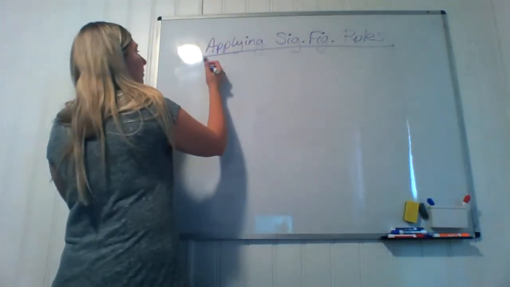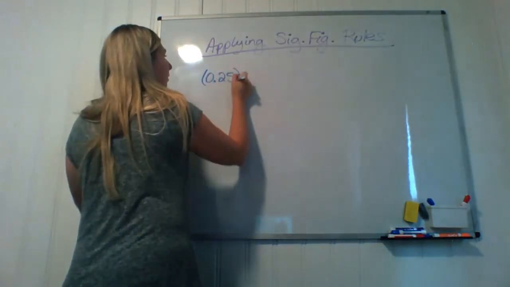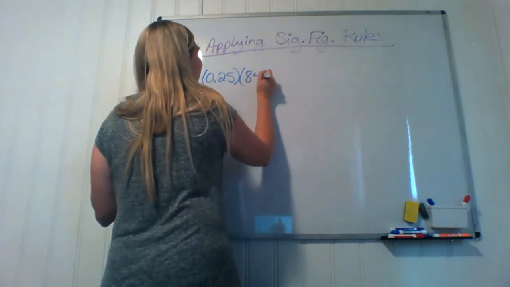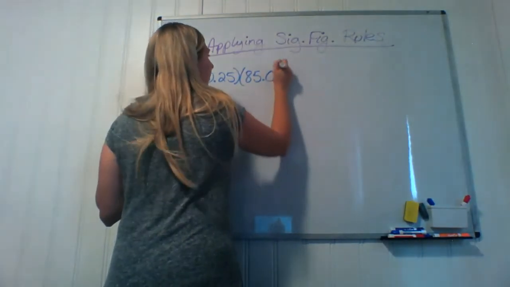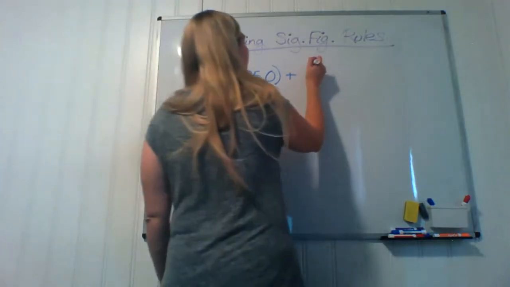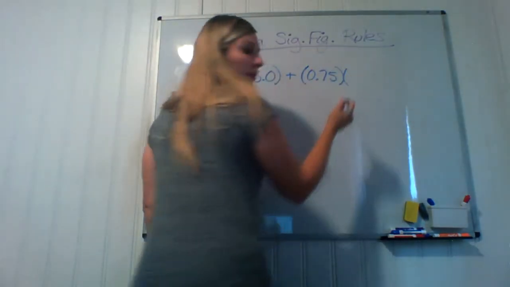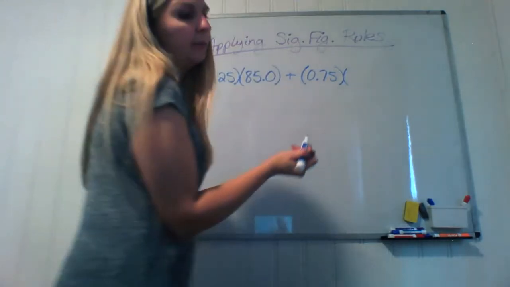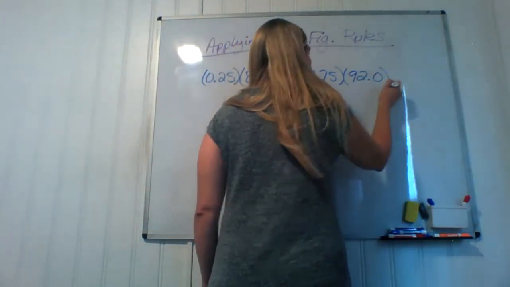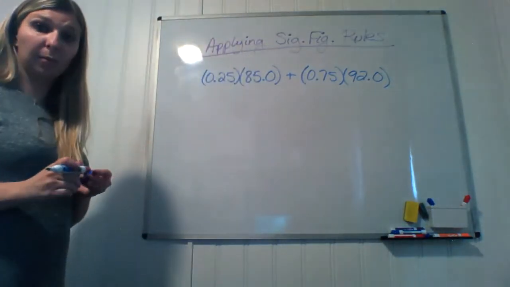So that's what we're going to move on to, is that next example, which applies the order of operations. So let's look at this. This is going to be 0.25 times 85.0 plus 0.75 times 92.0. Okay. All right, so here's our problem.